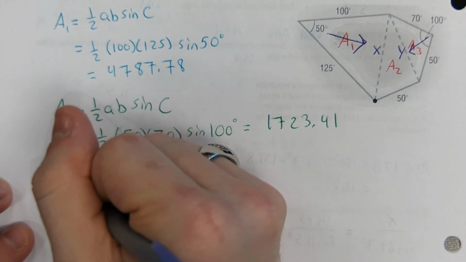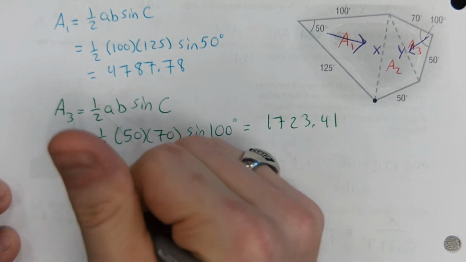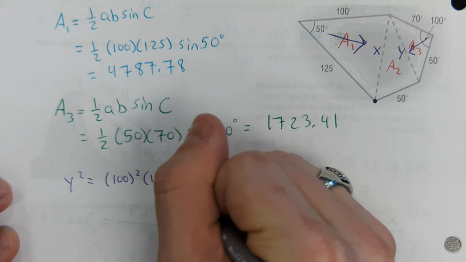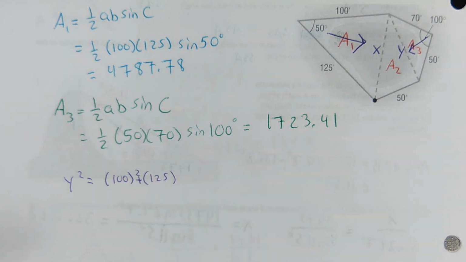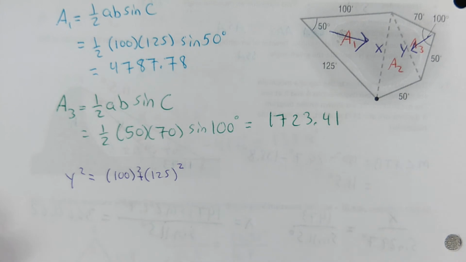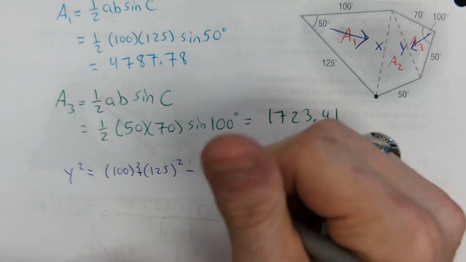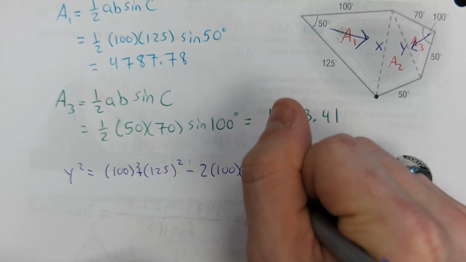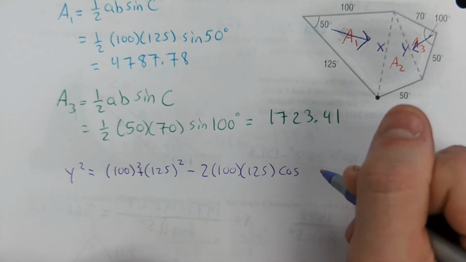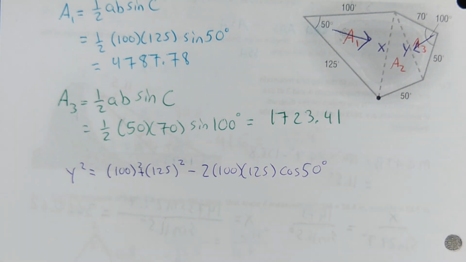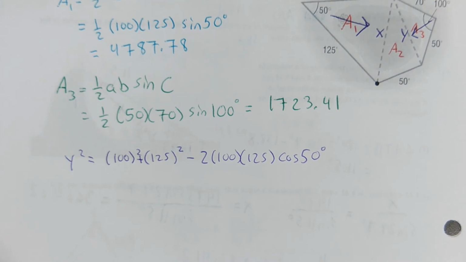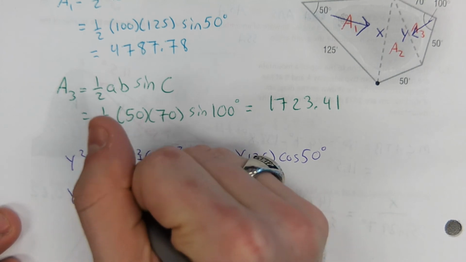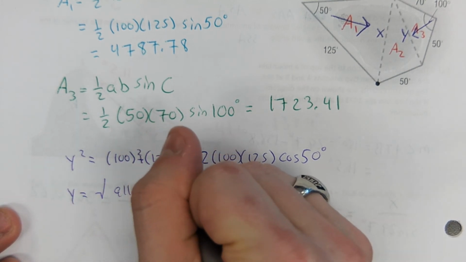So y squared equals 100 squared plus 125 squared, sorry, not times. Minus 2 times 100 times 125 cosine of 50 degrees. So y is the square root of all that stuff.